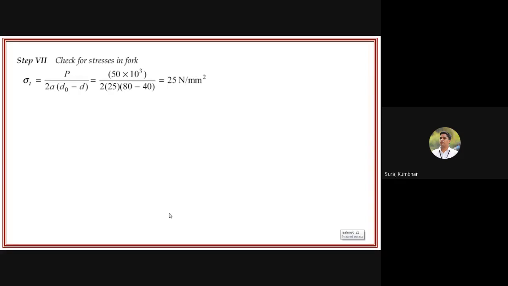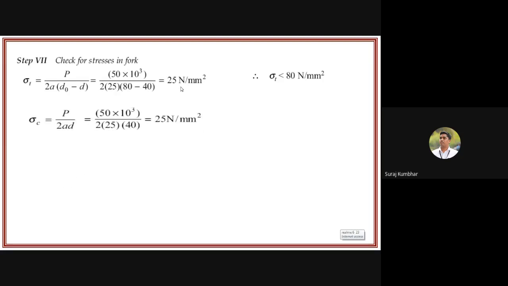Now again sigma t, the formula is P upon 2 times A into D0 minus D. I will put all the values and here again 25 Newton per mm square. Whether it is greater than or less than the permissible value? Yes, it is less than the permissible stress value, less than 80 Newton per mm square. Right, yes, it is correct. So here again you are getting a stress value less than the permissible tensile stress value. So again up till this it is correct.